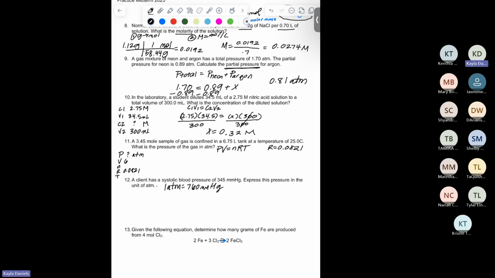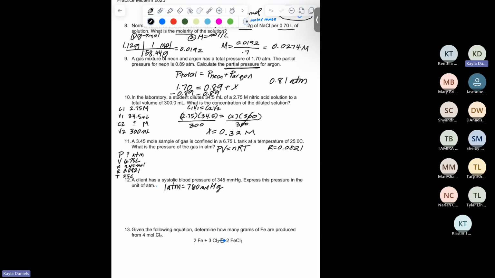V is 6.75 liters. N is moles, 3.45 moles. Temperature is 25 degrees Celsius. Okay, so this formula has specific units. Pressure has to be in atmospheres, volume has to be in liters, N has to be in moles, and then temperature has to be in Kelvin.